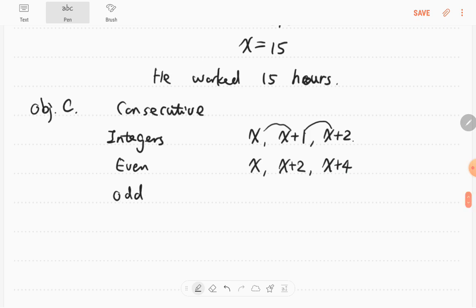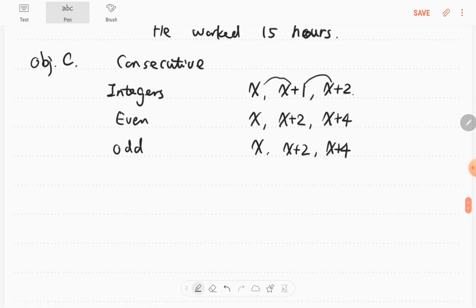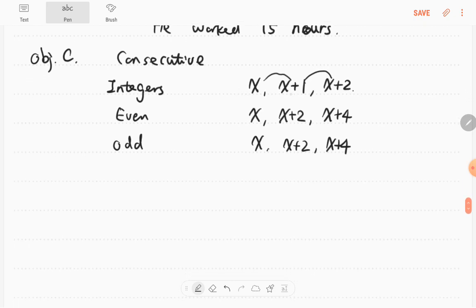But odd numbers are almost the same. If we set the smallest odd integer to be x, we still need to add 2 to get the next odd integer, plus another 2, which is x plus 4, to get the third odd integer. So make sure you understand. Basically, we just use this rule to represent the consecutive integer problems. Let's check the example.